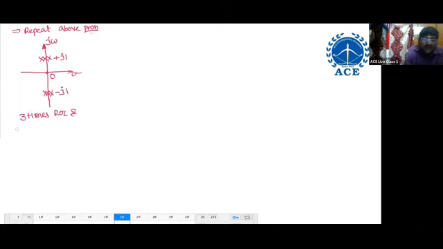And all the coefficients in the first column are positive, the same sign.